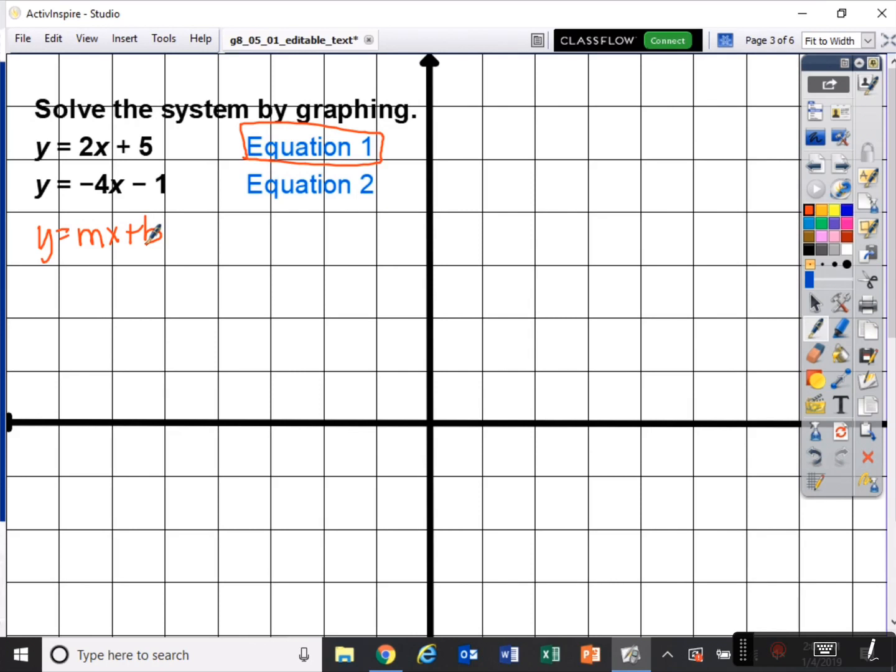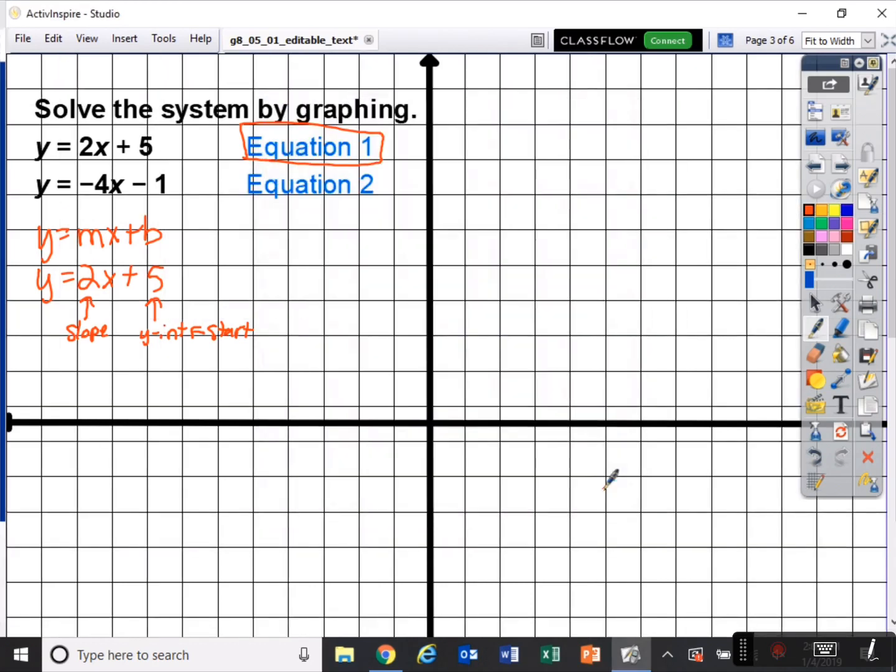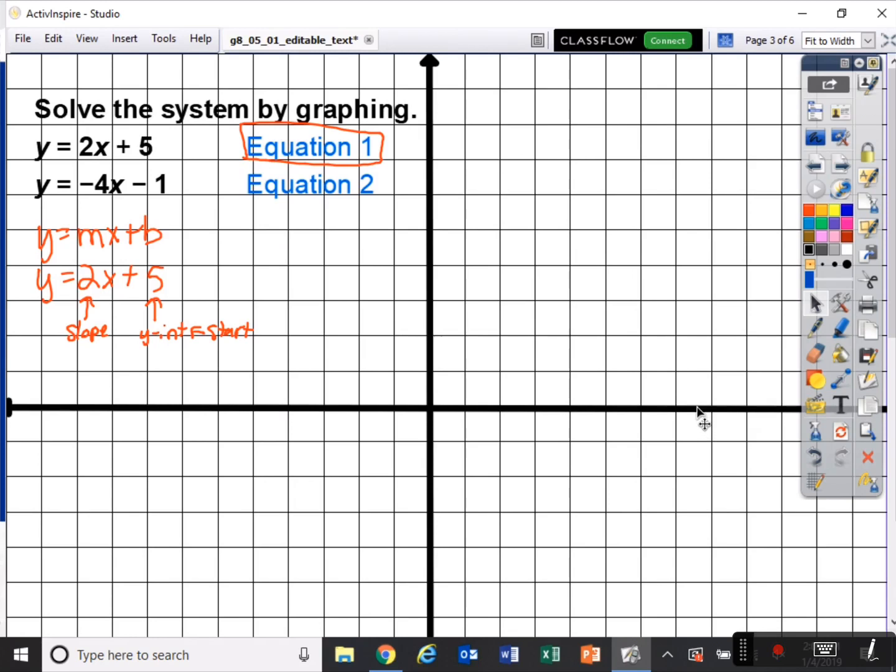Looking at my first equation, y equals 2x plus 5. 2 is my slope. 5 is my y-intercept. Remember, we start there. We start at the y-intercept, so I'm starting at 5. I'm going to 5 on the y-axis. I'm going to make my graph a little bit smaller. So I'm going to go to 5 on the y-axis: 1, 2, 3, 4, 5.